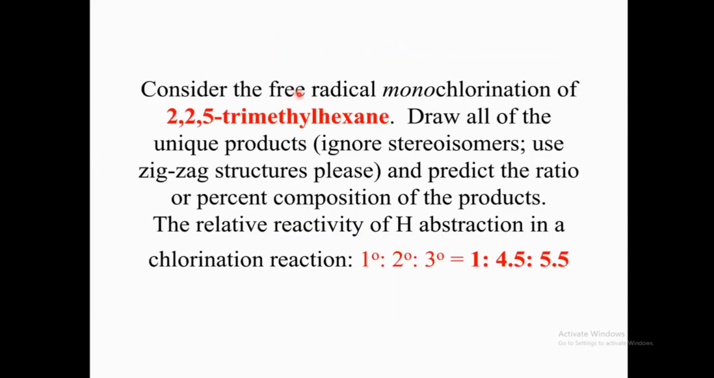Consider the free radical monochlorination of 2,2,5-trimethylhexane. Draw all of the unique products, ignore stereoisomers, use zigzag structures please, and predict the ratio or percentage composition of the products. The relative reactivity of hydrogen abstraction in a chlorination reaction for 1 degree, 2 degree, 3 degree is 1 to 4.5 to 5.5.